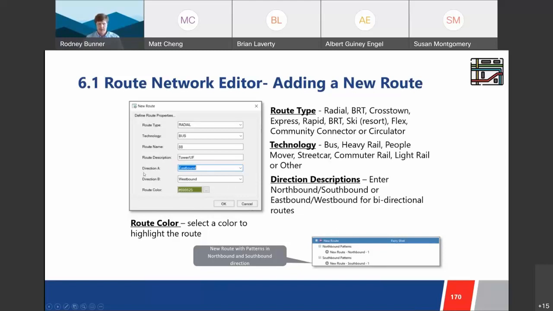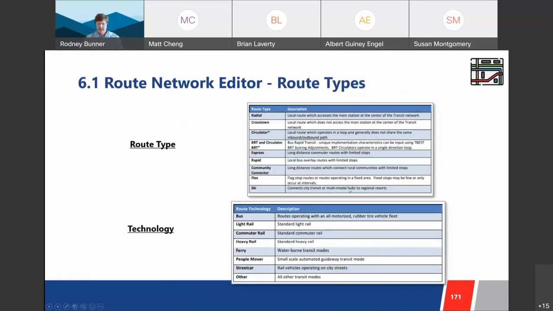You can also set the route color here if you wish, and that would be whatever you decide if you're defining a new route. Once you create the new route, it will automatically add that new route into the routes panel list of routes, and it will create two patterns if it is a bidirectional route. In this case, it was a northbound, southbound pattern, so it created two new route patterns, one in each direction.